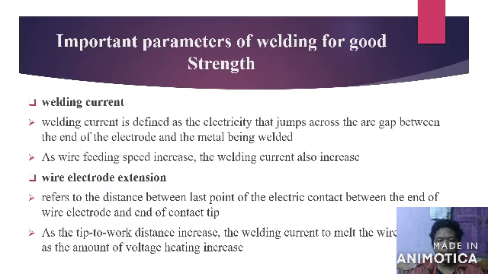Second, wire electrode extension refers to the distance between the rest point of electric contact, the end of the wire electrode, and the end of the contact tip. As the tip to work distance increases, the welding current needed to melt the wire decreases as the amount of voltage heating increases.